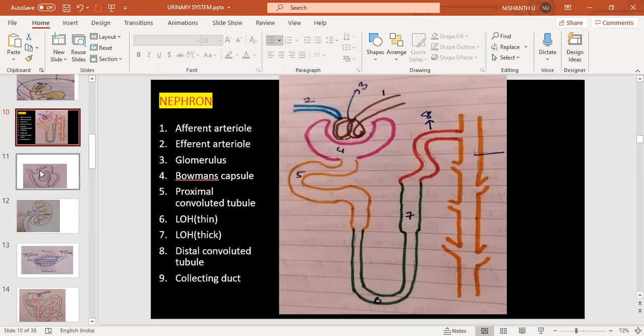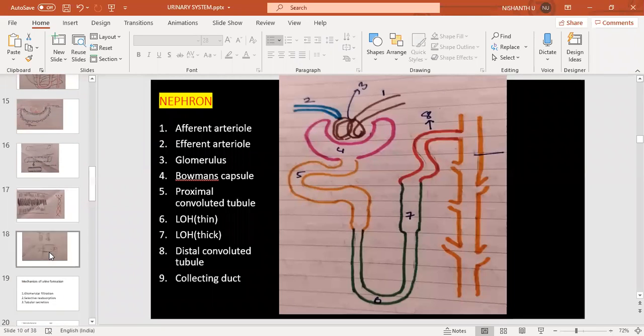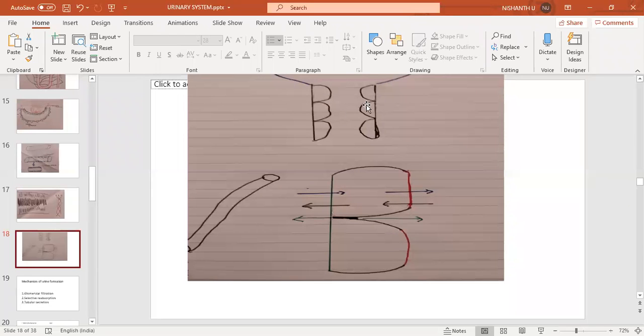In one diagram I showed in the last class, this is the proximal convoluted tubule. I have drawn the cell like this. You can see the movement of molecules from the cell to outside the cell, and then some molecules entering inside the tube. That means both are possible. When any molecule moves out of the tube, we call it reabsorption; that means it enters the blood circulation. When any molecule enters inside the tube, we call it secretion.